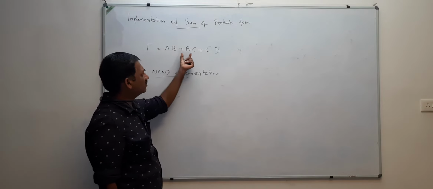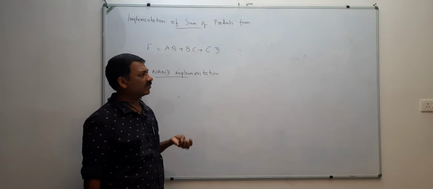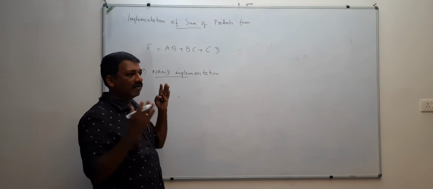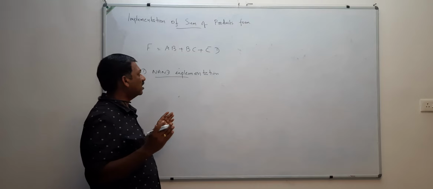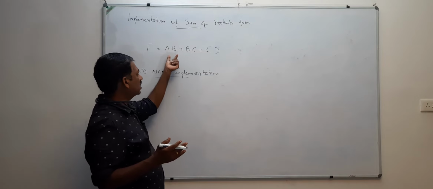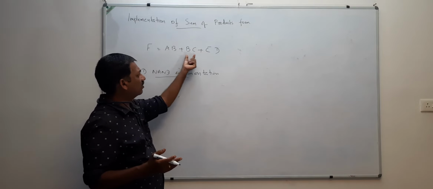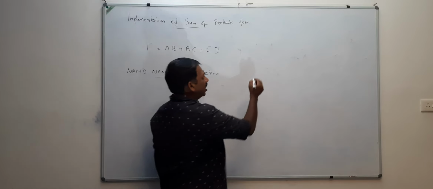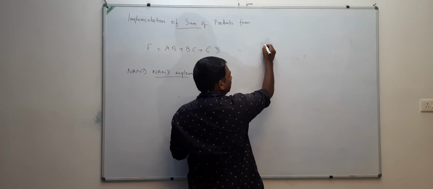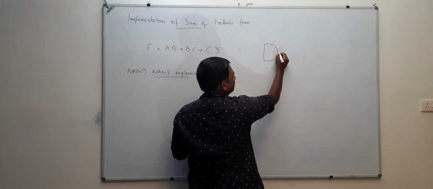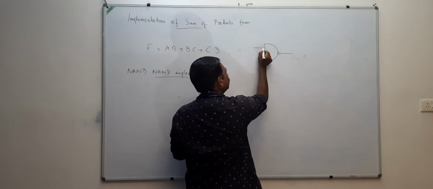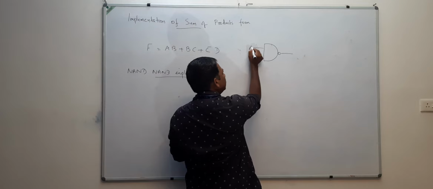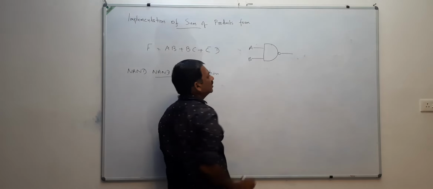AB is a product, BC is a product, and C bar D is a product. That means you have to take as many NAND gates as the number of products. Here you have a product, here you have a product, and here you have a product. And the NAND gate is like this. This is a NAND gate, and the inputs to the NAND gate are A and B.